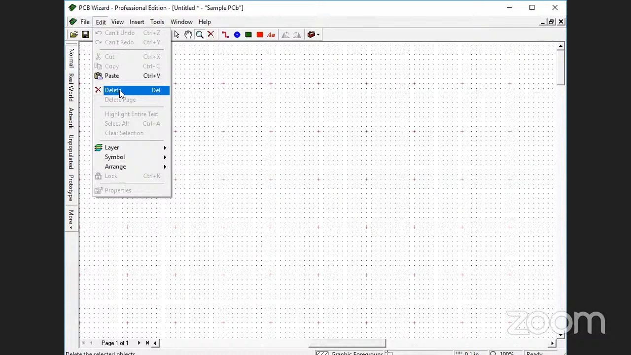Anything I want to delete from this workspace, I can make use of the delete button. Then if I want to delete any page, I can delete the page by this. If I want to highlight any text, then I can highlight the text if I have selected any text in the design. If I want to select all the components, I can make use of control A as a shortcut. And if I want to do it by using the cursor, I can make this select all. For that, I have to drag my cursor. Then clear selection. If I have selected any area and I want to clear the selection, I can make use of this particular button.